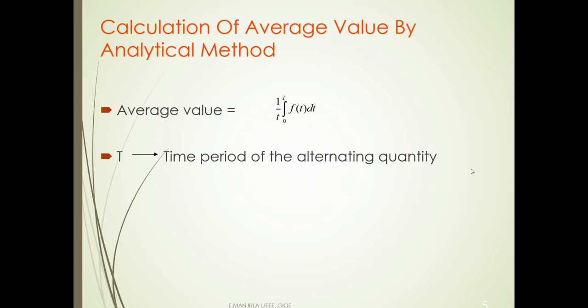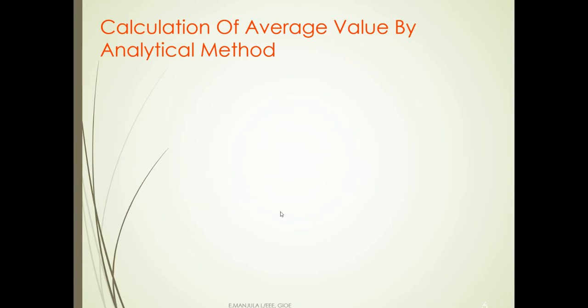Here the average value is equal to 1 by T integration 0 to T, where T is the time period, f of t into dt. Capital T is the time period of an alternating quantity and f of t is a function of time. Here i is equal to Im sine theta. This is an instantaneous value, equal to I maximum sine theta. So I average is calculated over 0 to pi, the half cycle.